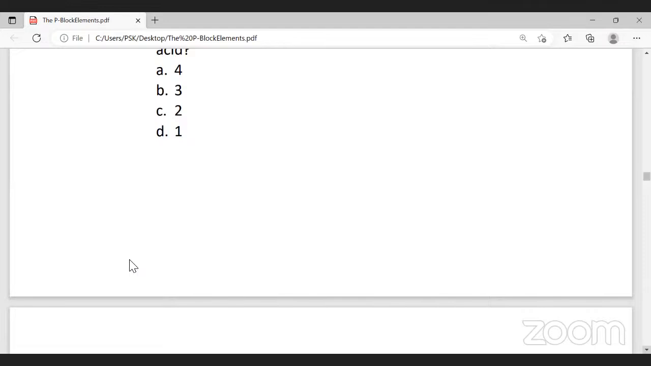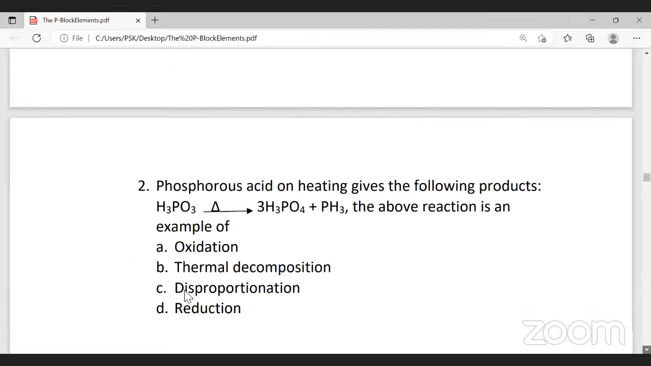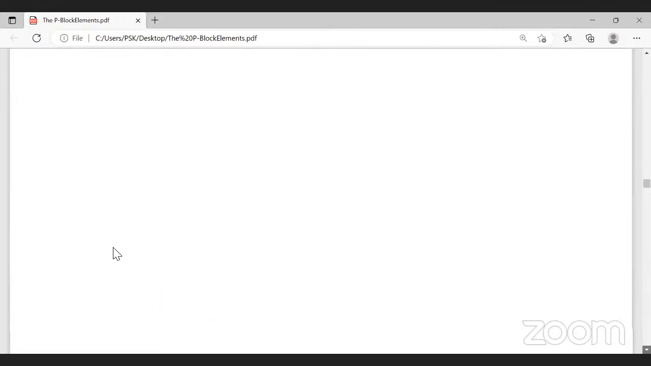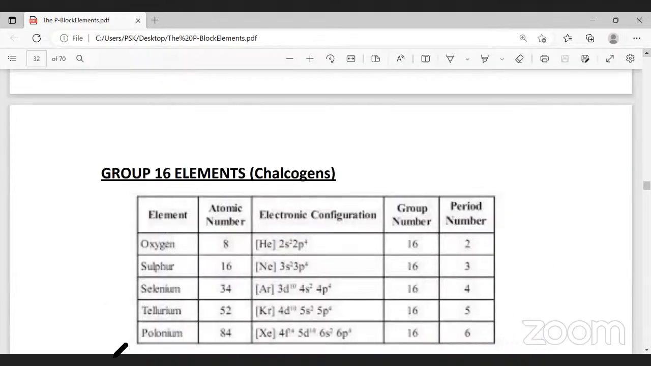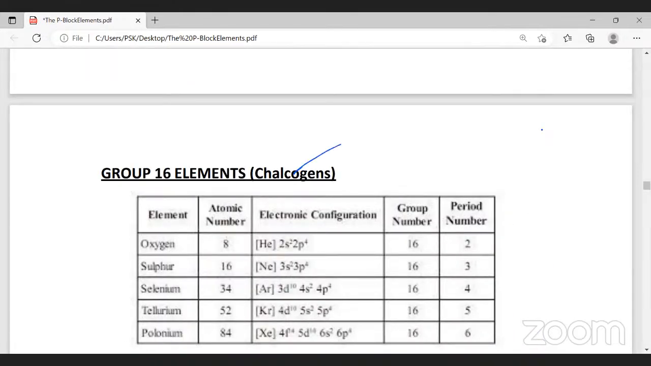Oxygen and sulfur are typical non-metals. Selenium and tellurium show metal character and non-metal character. Polonium is a metal. You should remember, it is a radioactive metal, and it has a very short half-life period. They can ask you for 1 mark.